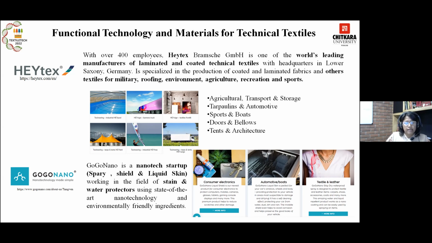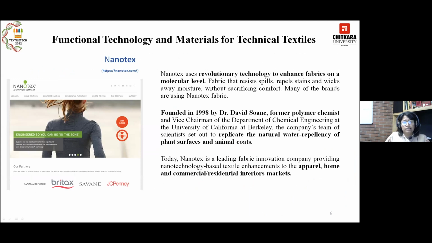It provides nanotechnology made simple by providing spray, shield, and liquid skin to provide stain and waterproof materials to the consumers. Another technology in this category is Nanotex, which I believe we all know. This company works with different brands like Banana Republic and JCPenney. Nanotex uses revolutionary technology to enhance fabrics on a molecular level.